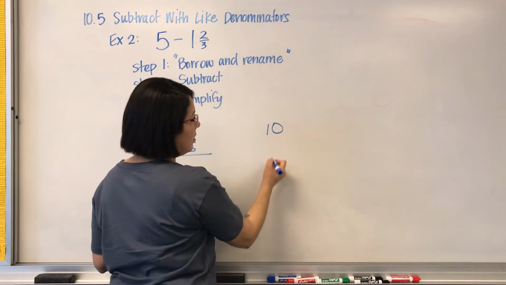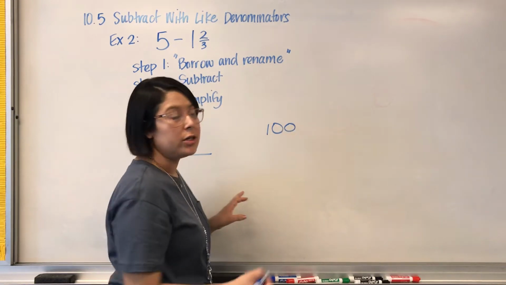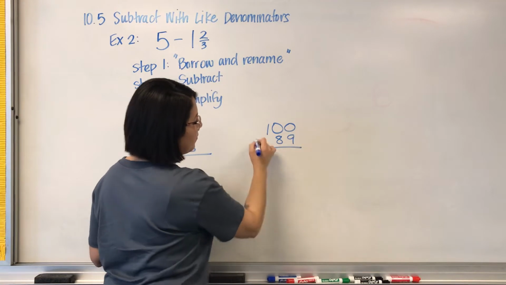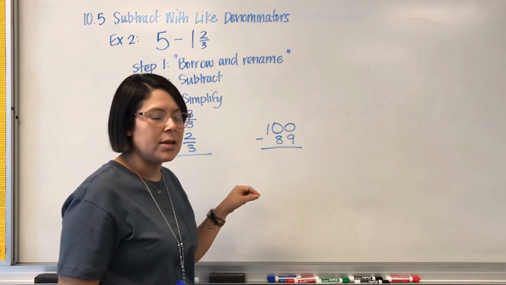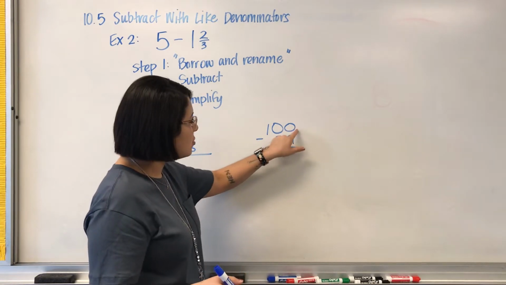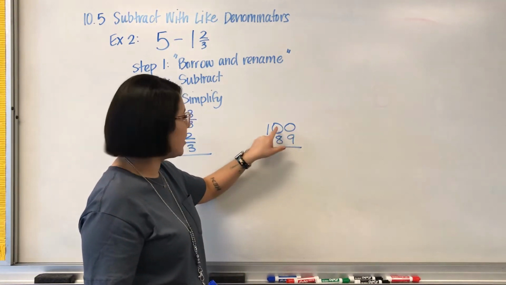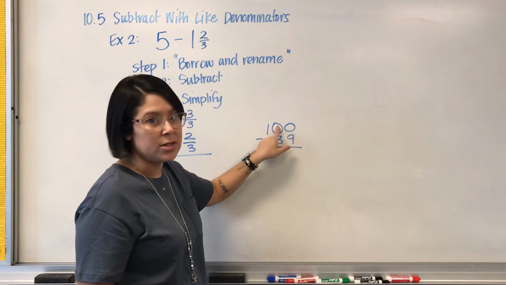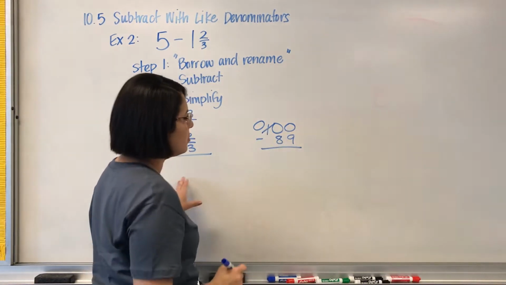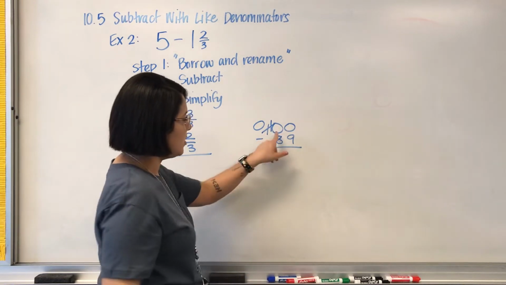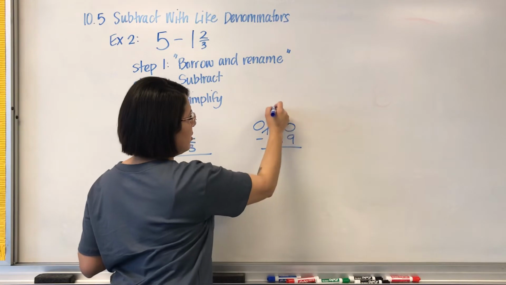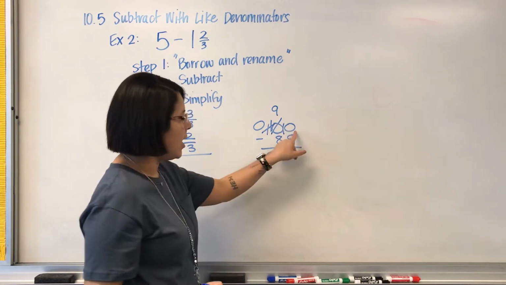Okay, it's the same thing as just regular borrowing when you're subtracting. If I have 10, or let's say I have 100 minus, let's say 89, okay? This is just a quick example of trying to see what I mean by borrowing. Remember, I can't do 0 minus 9, okay? I can't borrow from a 0, so I have to borrow from this 1. That turns into a 0. This turns into a 10. Okay, I still need to borrow here, so this turns into a 9, and this turns into a 10.